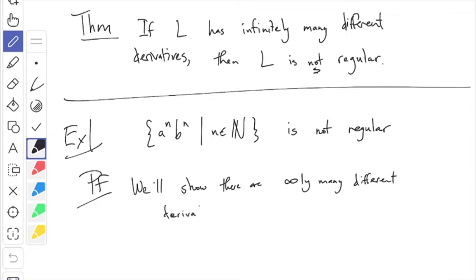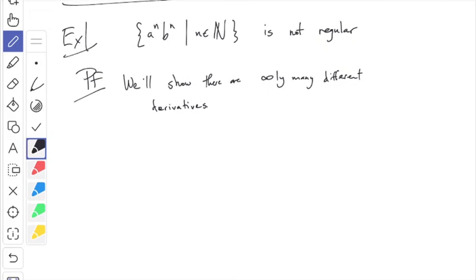This is always how we're going to show that a language is not regular. And you do have to be a little creative sometimes about this. You have to think up for yourself some way of writing down infinitely many different derivatives. You sort of have to pull this out of nowhere, but I think you'll see fairly soon that it's usually pretty easy to decide how you're going to do this. I have to somehow demonstrate infinitely many possible derivatives.